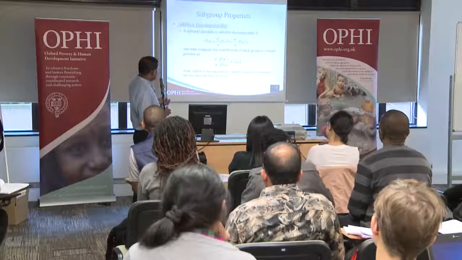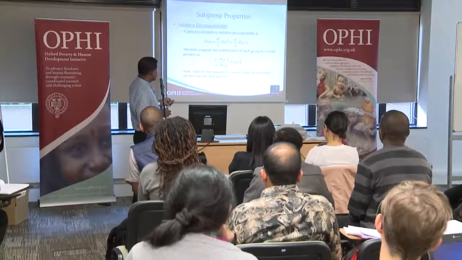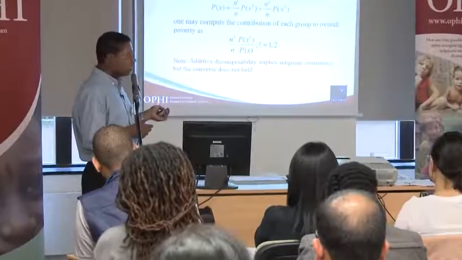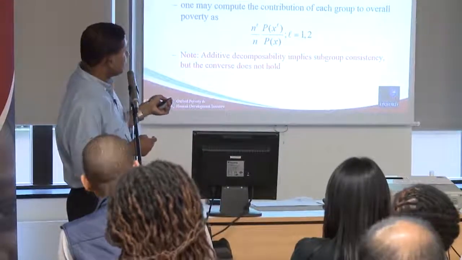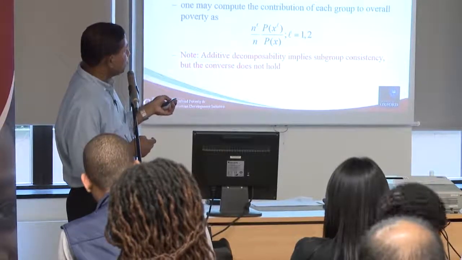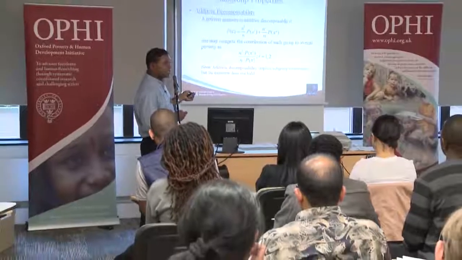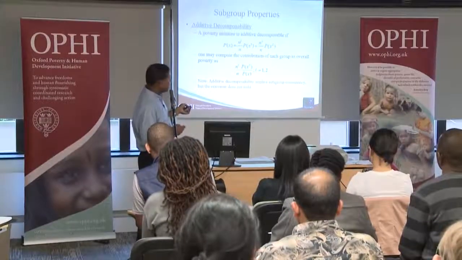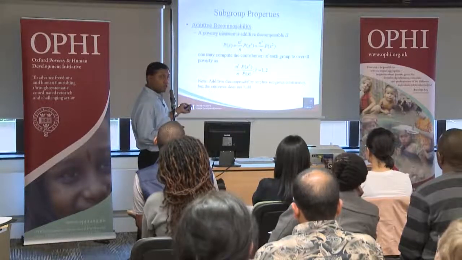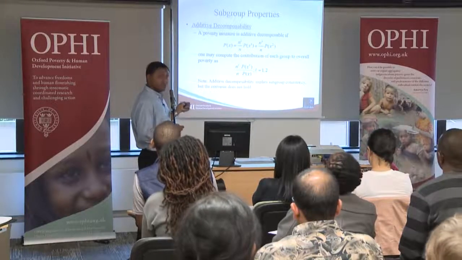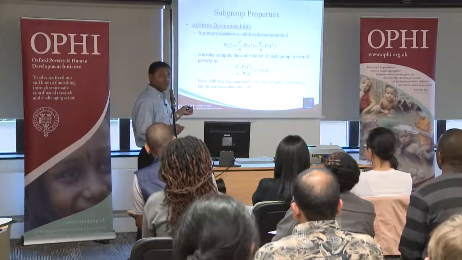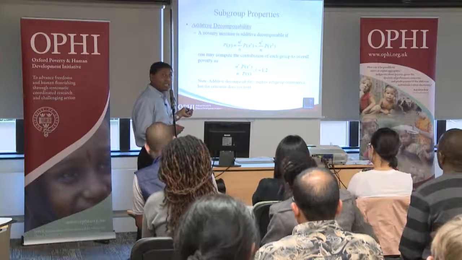I just wanted to focus on this one. So this property implies the earlier property, but the earlier property does not necessarily imply this one. Now, if you have this kind of breakdown, then definitely if you do not have any change in this particular group, but poverty in this group rises, clearly if the population share remains unchanged, you will have an increase in P. Right? So this particular property, if satisfied, it satisfies the subgroup consistency property, but not the other way around. If a poverty measure satisfies subgroup consistency, it is not necessarily additively decomposable.